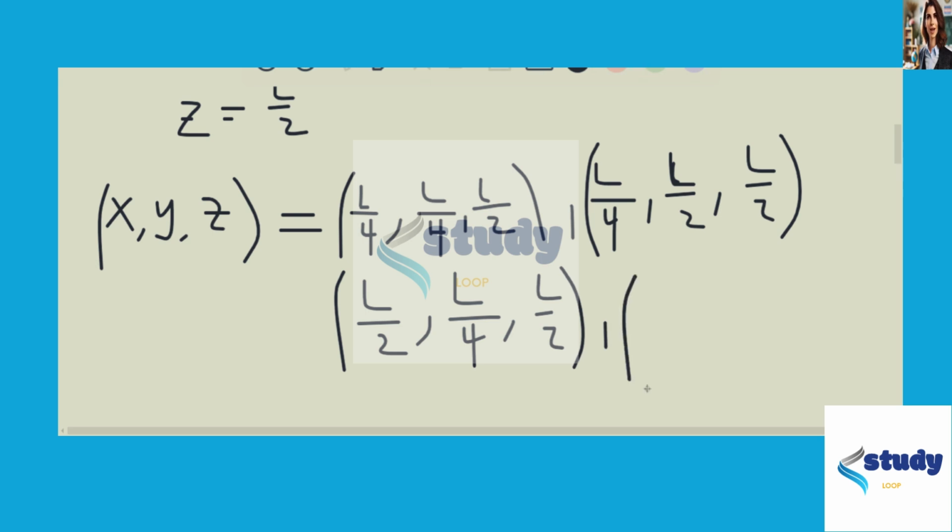And then lastly, you have when both of them are equal to 3, so you have 3L over 4, 3L over 4, L over 2. So we put all of this together, and that is the solution for part B.